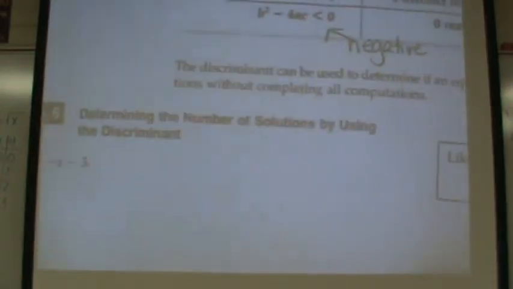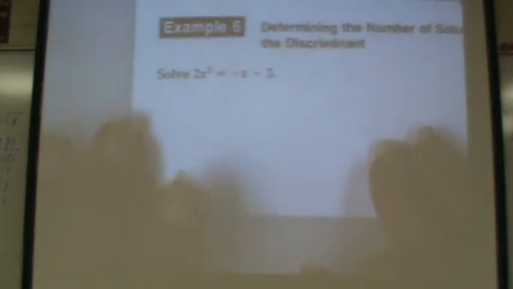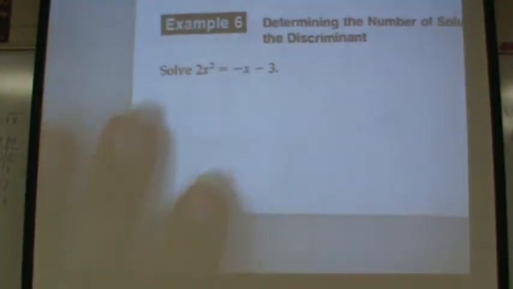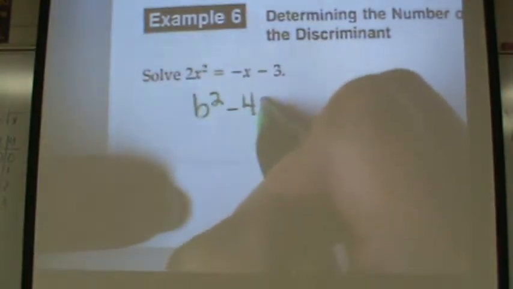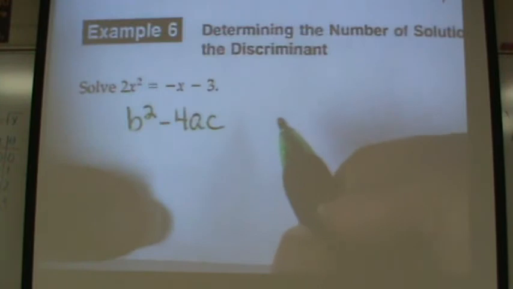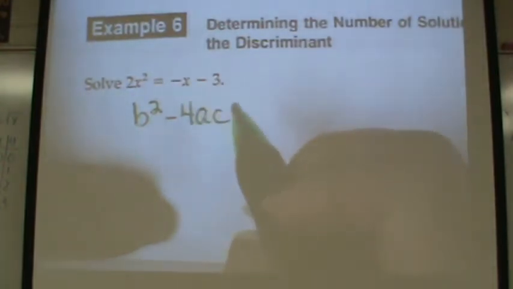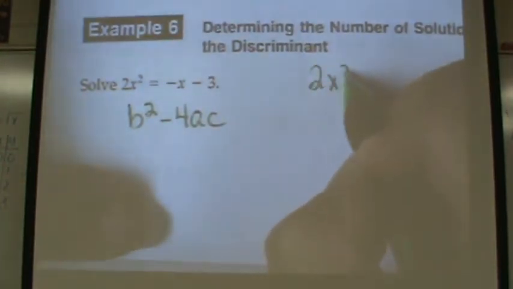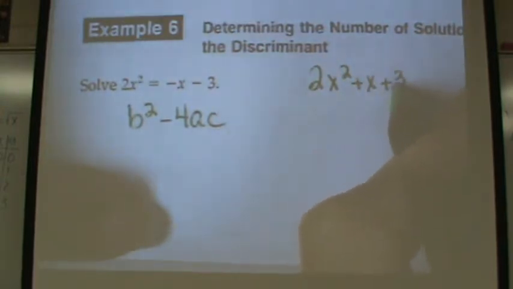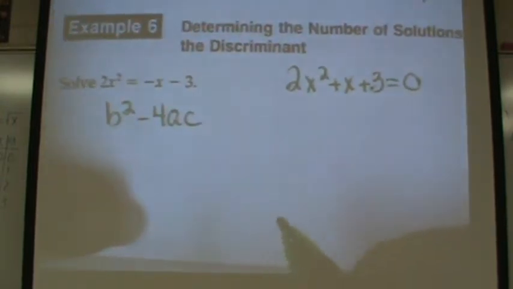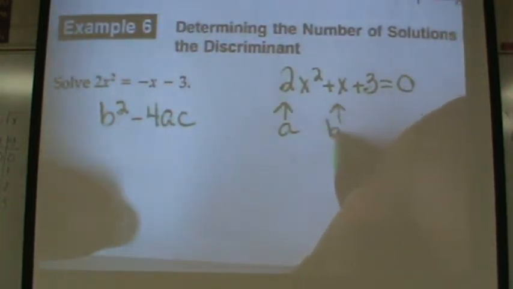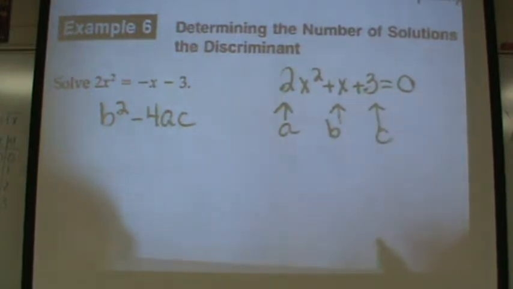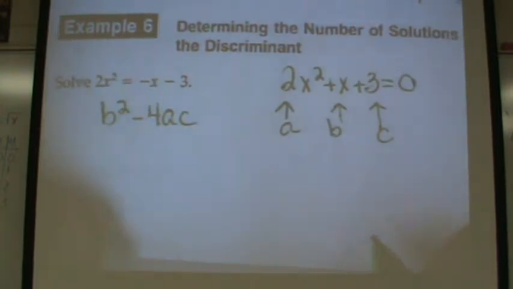So let's do example 6. How many solutions are there? What is the discriminant? How do you do this? You take the b squared minus 4ac, and we have to see what it is. Before we do that, we need to rearrange some things. You want to get a 0 on one side. So 2 is your a value, b is 1, and c is 3.